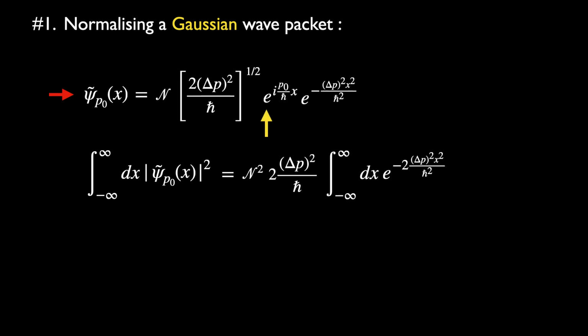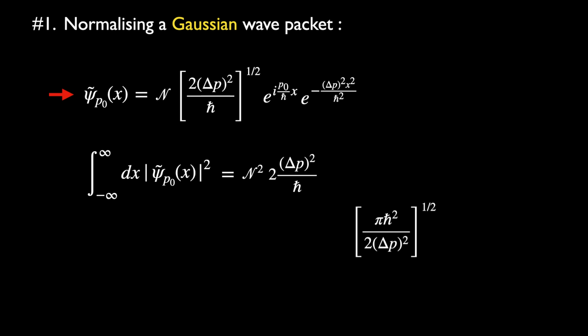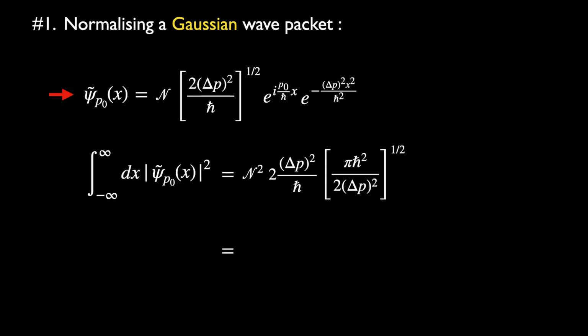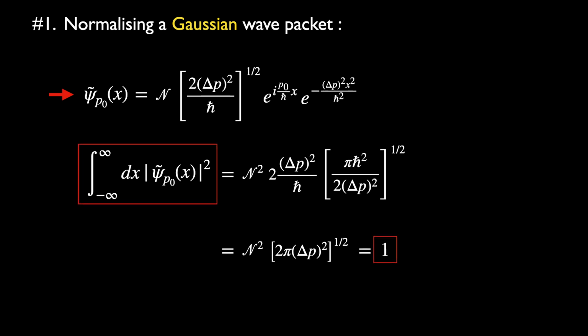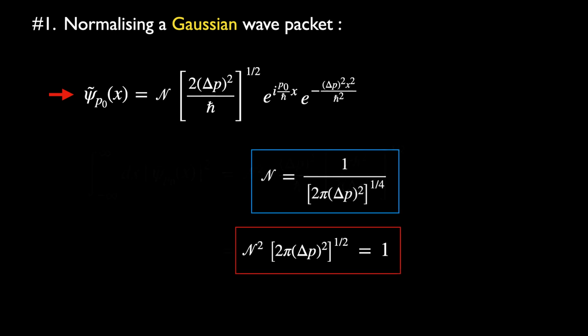Notice that the plane wave is eliminated. We have assumed the factor n to be real. Once again, we can use the Gaussian identity to solve the integral in the blue box. This is one by the normalization condition. This gives us n. And we have the answer to our question.